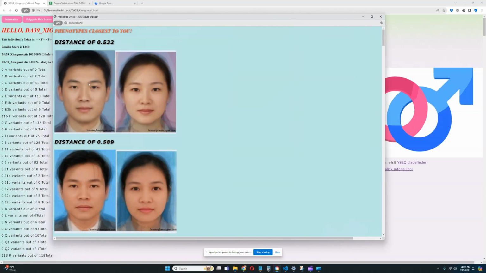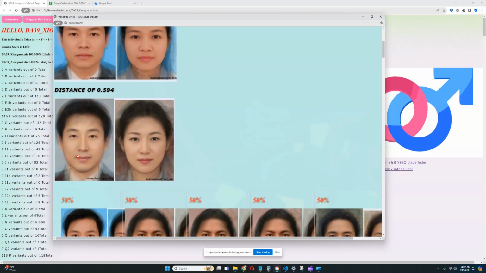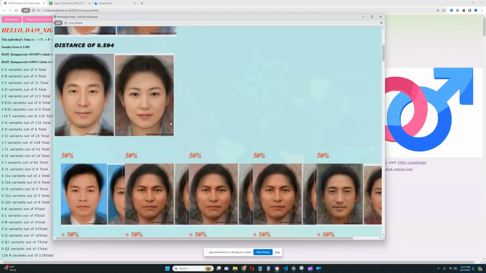So the closest phenotype to him looks like this, which is kind of, I guess, a Mongol or Chinese phenotype. Followed by this, which is, I think, more of a Southeast Asian phenotype. Followed by this on the third, which looks like a stereotypical Japanese phenotype. So he's quite similar to various East Asians.